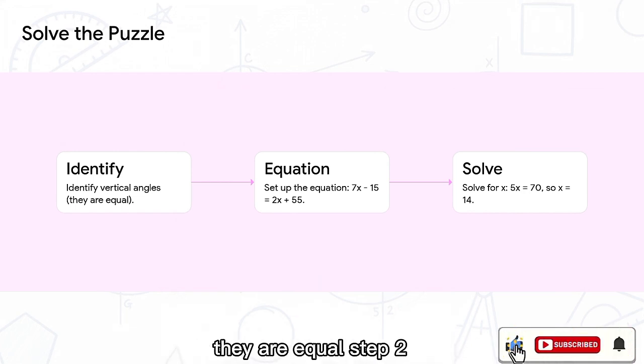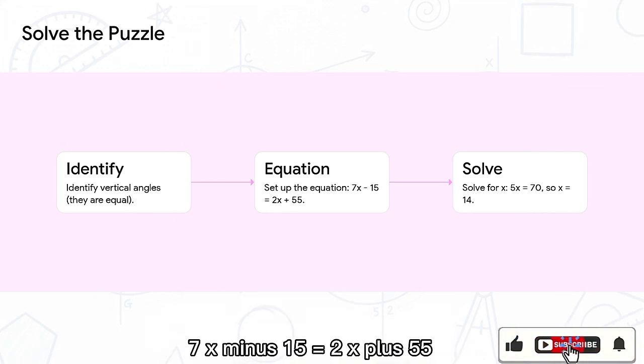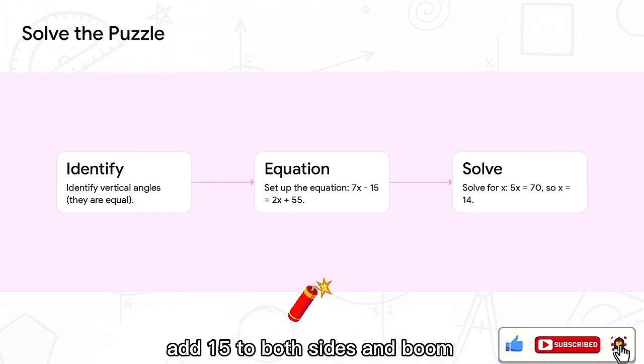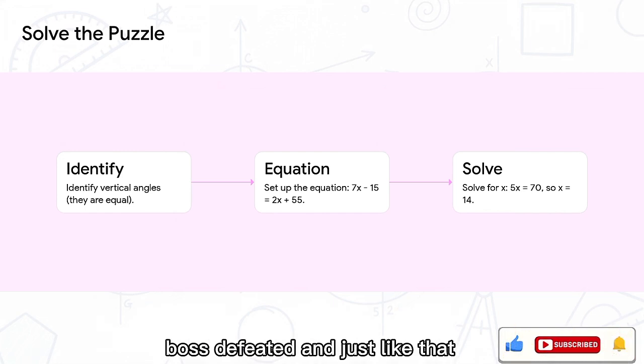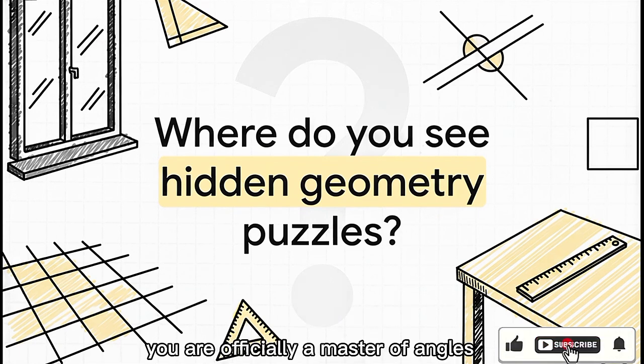And what's our magical rule? They are equal. Step 2, let's use some algebra. We just set them equal to each other. 7x minus 15 equals 2x plus 55. Step 3, now we solve. We subtract 2x from both sides, add 15 to both sides, and boom, we get 5x equals 70. Divide by 5, and x equals 14. Boss defeated. And just like that, you've beaten all 6 levels. You are officially a master of angles.